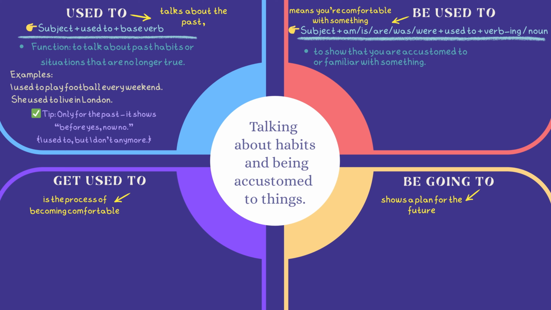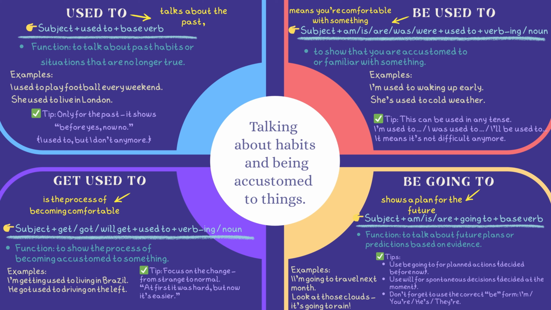4. Be going to plus base verb. Function: to talk about future plans or predictions based on evidence. Structure: subject plus am, is, are, plus going to plus base verb. Examples: I'm going to travel next month. Look at those clouds, it's going to rain. Tips: use be going to for planned actions decided before now. Use will for spontaneous decisions decided at the moment. Don't forget to use the correct be form: I'm, you're, he's, they're.